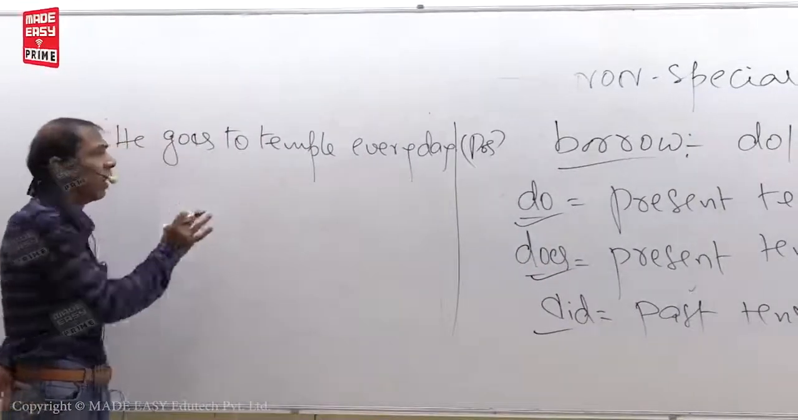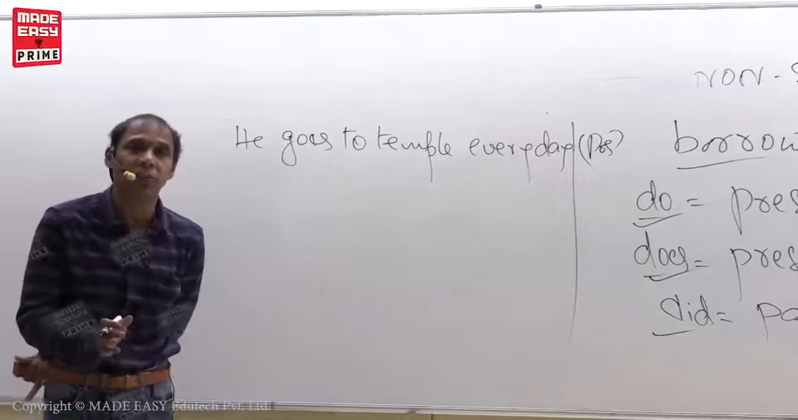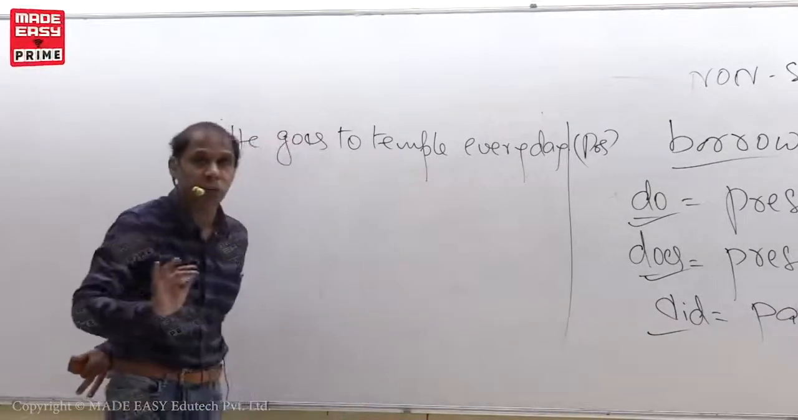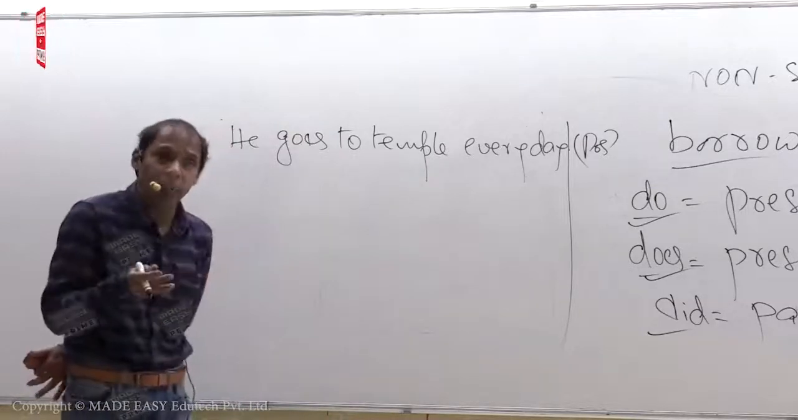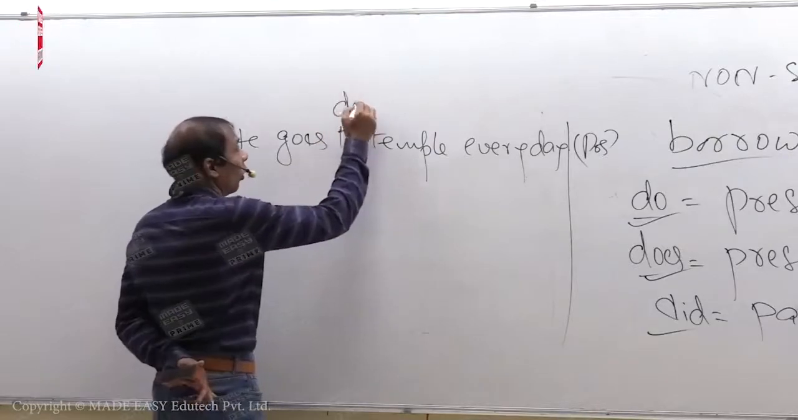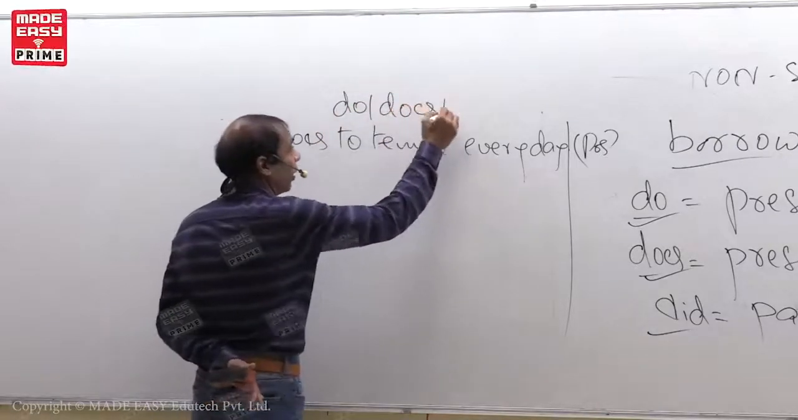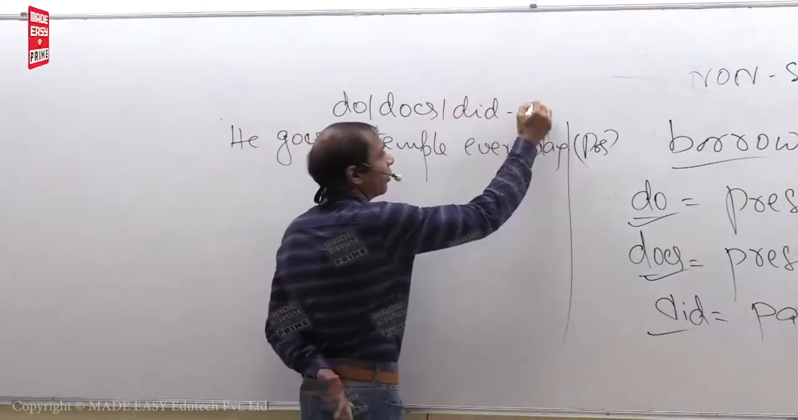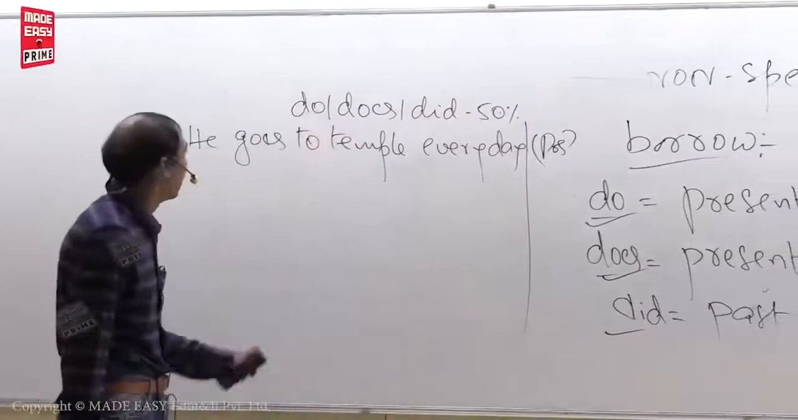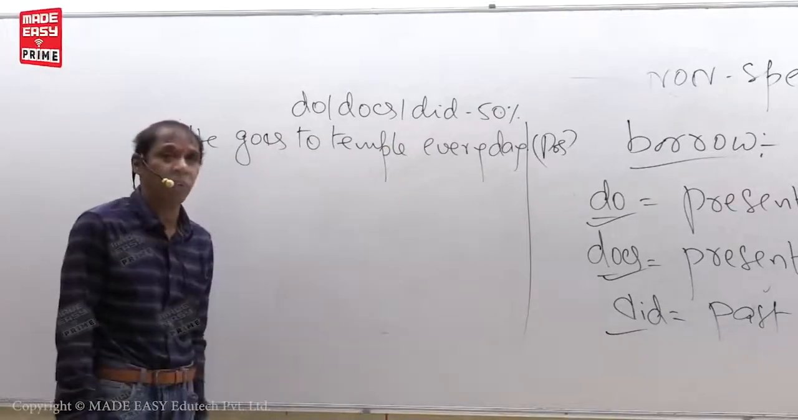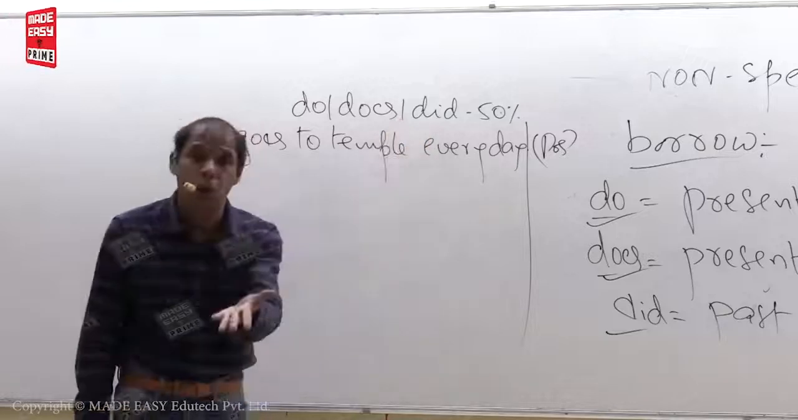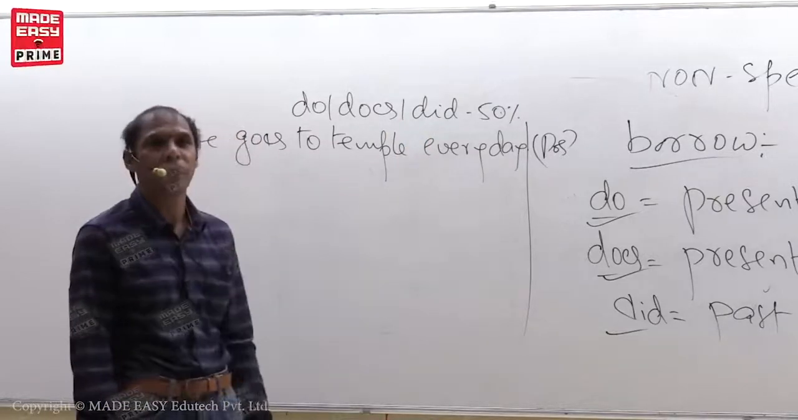So 50% of the answer we have got here. Here in this sentence we have no special verb, so to make a negative or an interrogative, we have to borrow do, does or did. Still 50% confusion is there. What is the confusion? Sir, do, does or did, which one do I have to borrow here? This is your doubt.